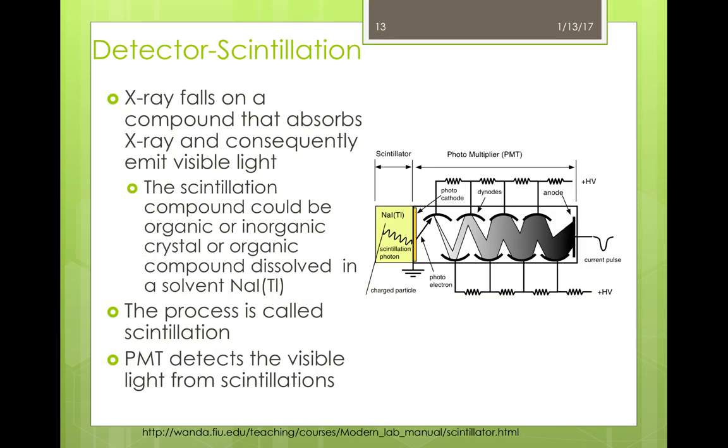During the actual detection, the X-rays are absorbed by a compound that then emits visible light. This process of converting X-rays to visible light is called scintillation. The scintillation compound can be an organic or inorganic crystal, or an organic compound dissolved in a solvent, such as sodium iodide activated with thallium. A photomultiplier is used to detect the visible light from the scintillations. The photomultiplier detects photons and then produces a proportional electrical voltage, which is the actual source used by the computer to create your output.